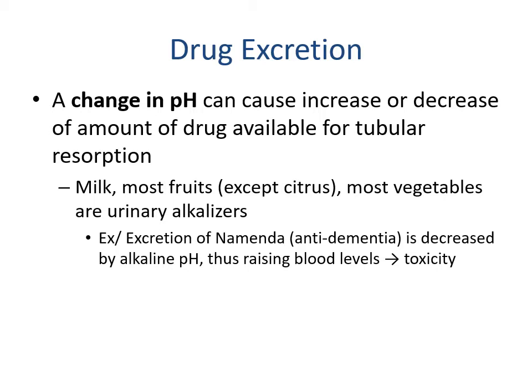Looking at a change in pH, this can cause an increase or decrease in the amount of drug available for tubular resorption. For example, milk and most fruits, with the exception of citrus, and most vegetables are urinary alkalizers. And so, for example, excretion of the drug Namenda, which is an anti-dementia drug, is decreased by alkaline pH, thus raising blood levels and reaching toxic amounts.